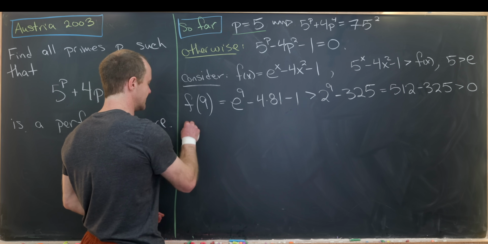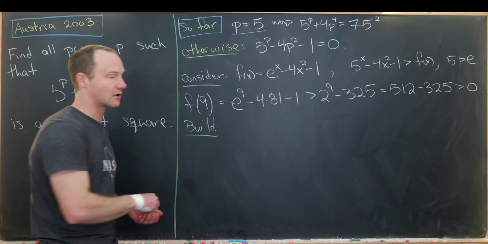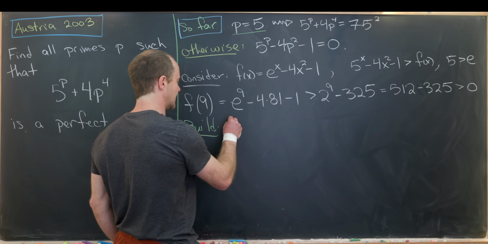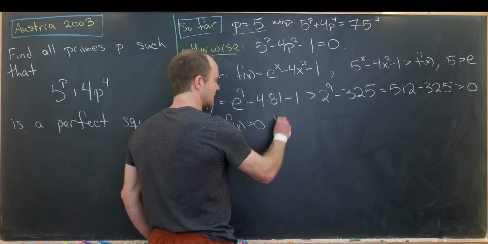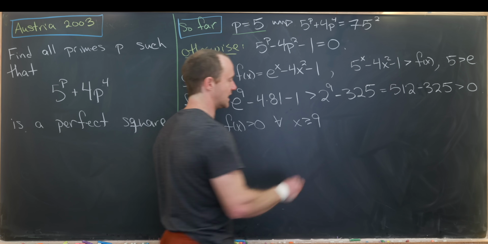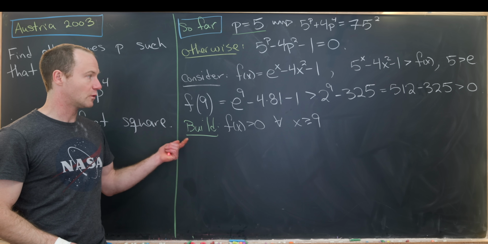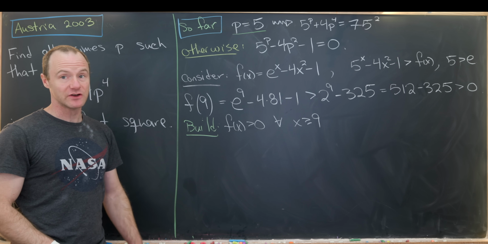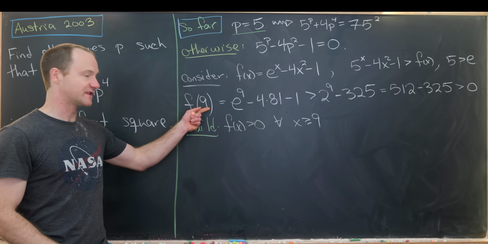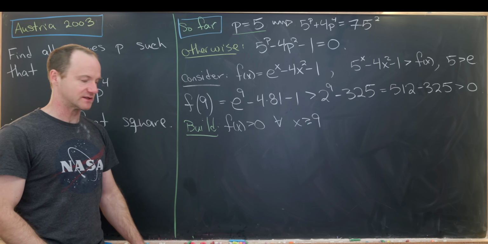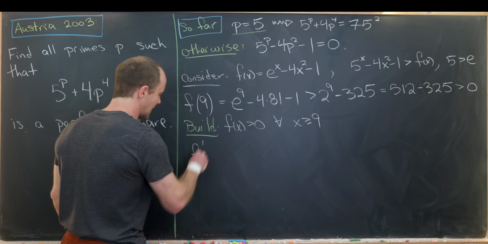Now what we want to build off of this is that f of x is bigger than 0 for all x bigger than or equal to 9. So let's say that f of x is bigger than 0 for all x bigger than or equal to 9. But we can't immediately say that. So how will we do that? Well, we'll show that f is an increasing function. So if it's an increasing function and it's larger than 0 here, then it must be always larger than 0 for every point after here. So we'll do that by looking at the derivative.